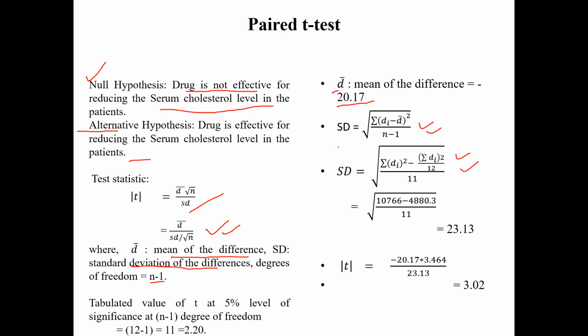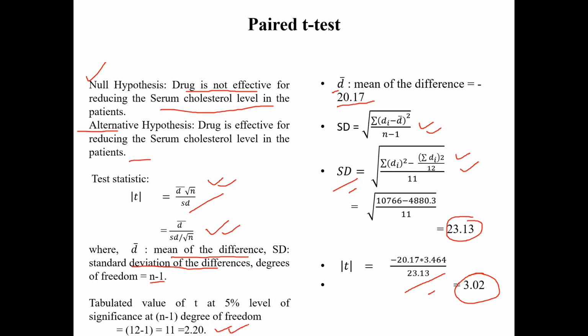So here, as per the table we have prepared, we can use this formula and find the standard deviation. Then we use this formula and find the t statistic value, which comes to 3.02. As we know, the tabulated value at the 5% level of significance and the given degrees of freedom is 2.20.